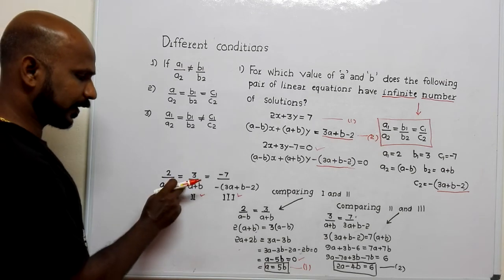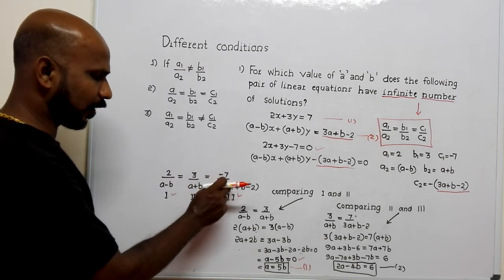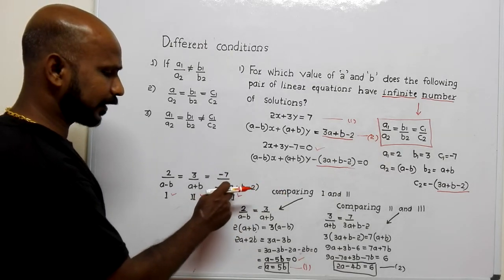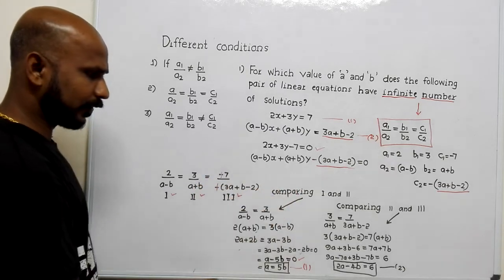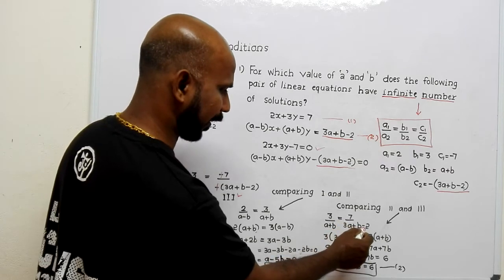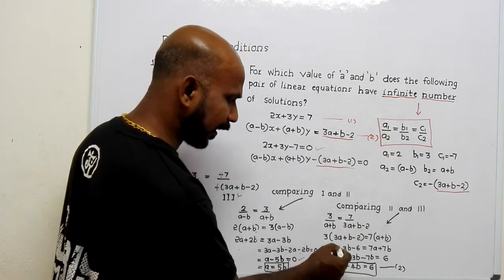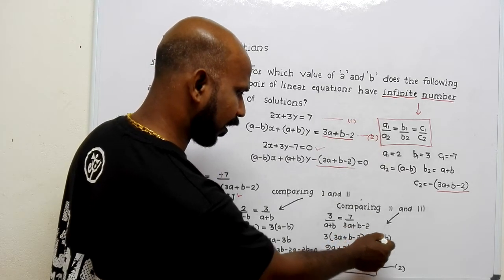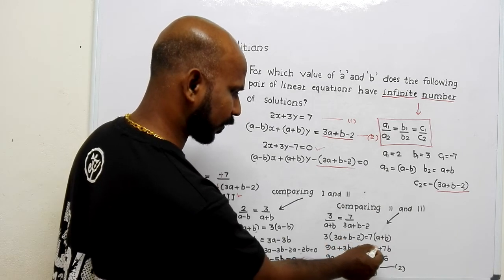Which is 2? This is 3 by A plus B equal to minus 7 of minus of 3A plus B minus 2. This minus gets cancelled here. So we will write 3 by A plus B equal to 7 by 3A plus B minus 2. We will go for cross multiplication. 3 of 3A plus B minus 2 equal to 7 of A plus B. 9A plus 3B minus 6 equal to 7A plus 7B.